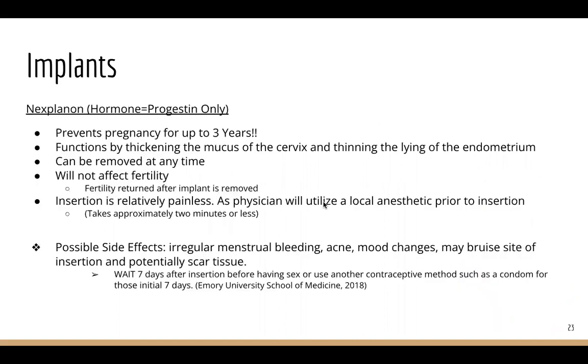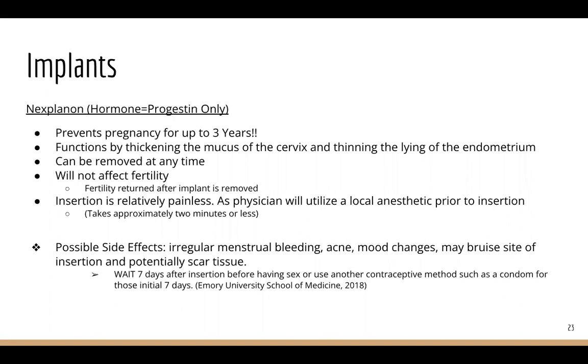And continuing, hormonal would be Nexplanon, which releases progestin. It prevents pregnancy for up to 3 years. It functions by thickening the mucus of the cervix and thinning the lining of the endometrium. It can be removed at any time. It will not affect fertility. Fertility returns after the implant is removed.